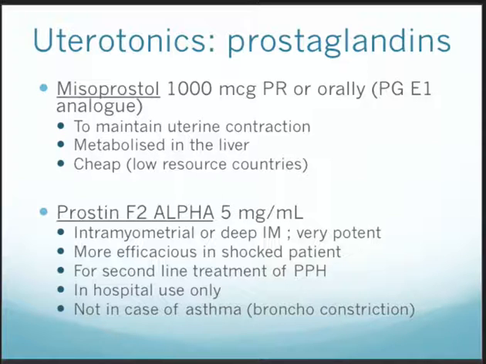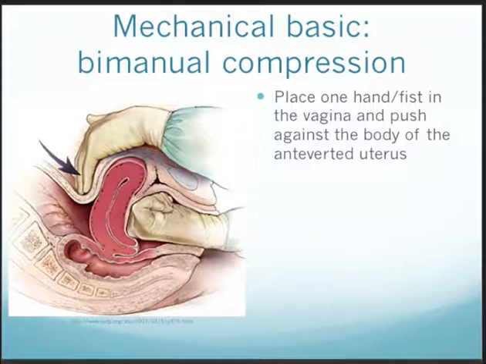It's also recommended to be used in hospitals only because it results as well in bronchoconstriction, so it should be used not at all or with caution in case of a history of asthma. So this concludes the 3 different groups of uterotonics we have available to deal with lack of tone, atonia of the uterus. Now let's go back to mechanical measures.